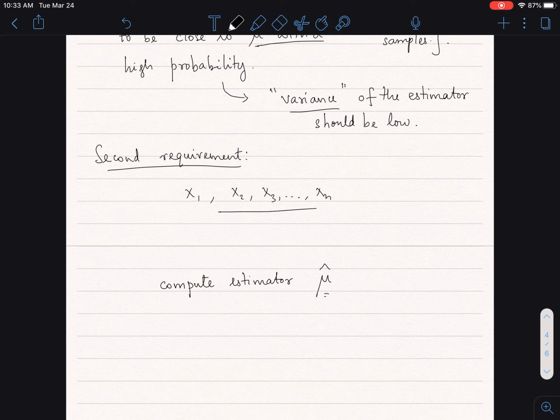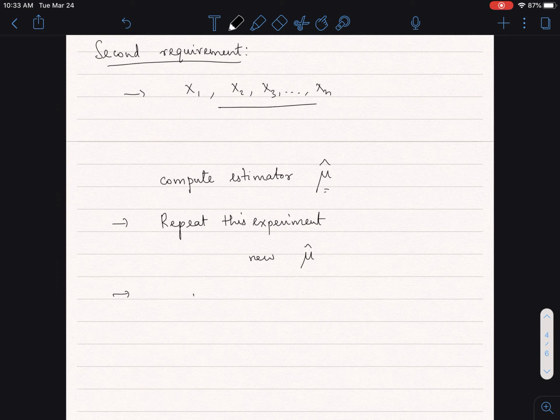Now let's say I repeat this experiment, and I get a new mu hat. Then I keep doing this, suppose a very, very large number of times. Now I would like the average of these estimators to be very close to mu, right?